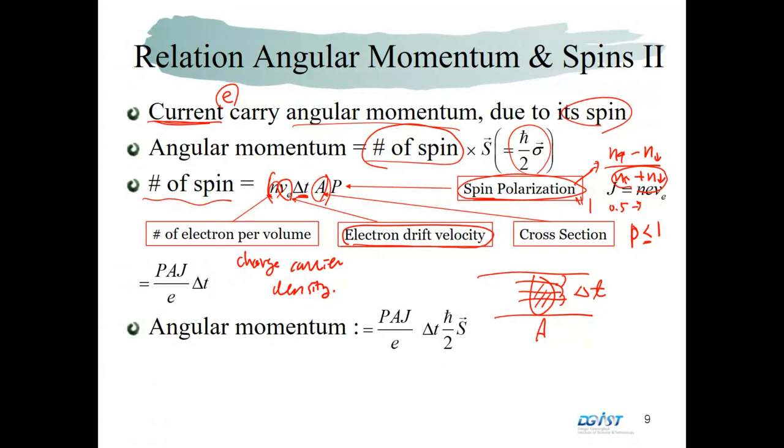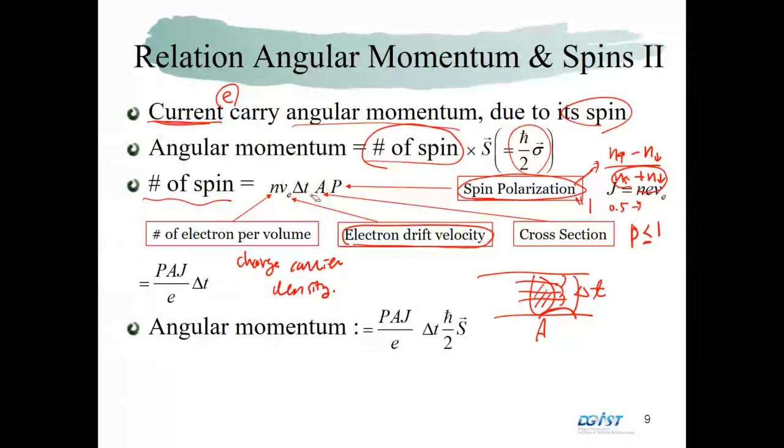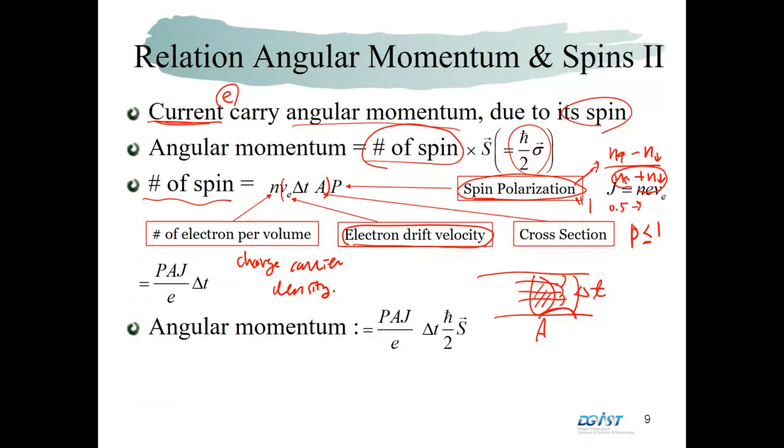Okay, so this v_e delta t implies this distance, and A means this area. So this part is the volume of this cylinder. So when you multiply the number of electrons per volume, this generates the total number of electrons inside of this volume. And if you multiply by P, that's the number of spins. Okay.